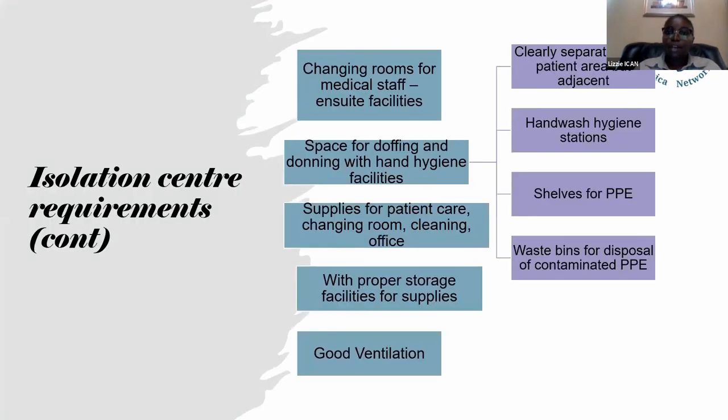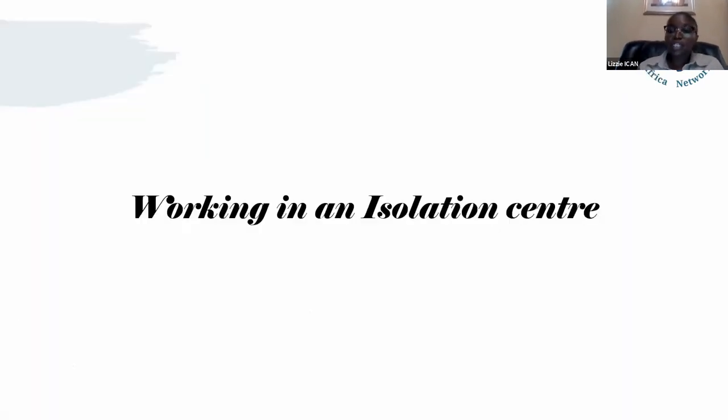And in summary, we're also saying that there should be adequate, well-aerated changing rooms for the medical staff. There should be enough space for doffing and donning with the proper hand hygiene facilities. And this should be clearly separated from the patient area, and the PPE should be stored on shelves, and there should be waste bins for disposal of the contaminated PPE. You should have adequate supplies for patient care, and you should have proper storage facilities for the supplies, and above all, good ventilation.